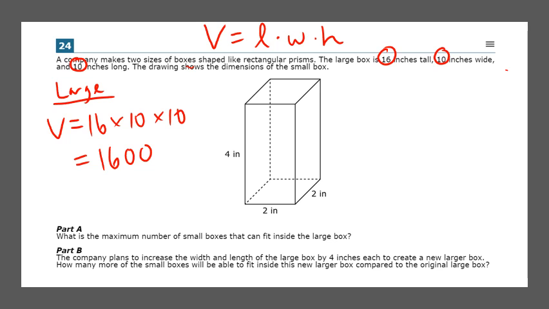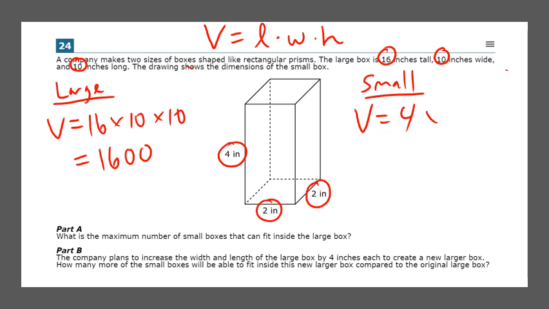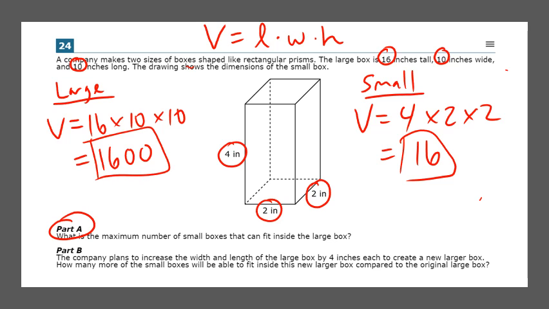Now I'm going to place a placeholder on that volume here because now I need to find the volume of the small box. Now the small box has these three dimensions as labeled in the picture. So the small box's volume is 4 times 2 times 2. Multiplying those three numbers out gives me 16. So all I'm going to do now in order to answer part A is one very simple division problem. I need to figure out how many of these small box volumes fit into the large volume here. So I'm going to do 1600 divided by 16. Now once I do that, what I should find is that there is exactly 100 boxes that can fit into this specific scenario.